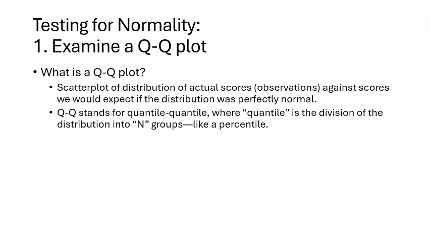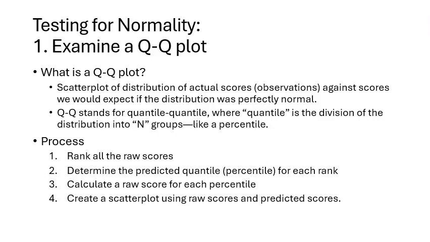It's the distribution of actual scores, which typically we call observations, the actual scores of your individuals, plotted against what we would expect if the distribution was perfectly normal. In a nutshell, how it would be done, you're not actually going to do this process, but just so you can make sense of it, you would rank all the raw scores from smallest to largest. So if you have a bunch of test scores, you would put them in order from the lowest score to the highest score. Then from there, you would determine the predicted quantile, which again is sort of like the percentile. So you could use that percentile calculator tool that we were using, but you'd be doing it for each rank.